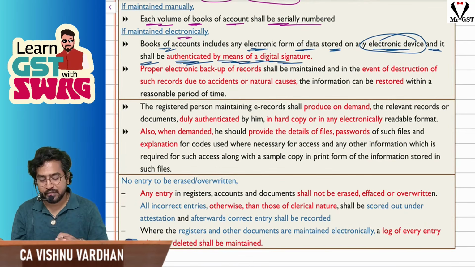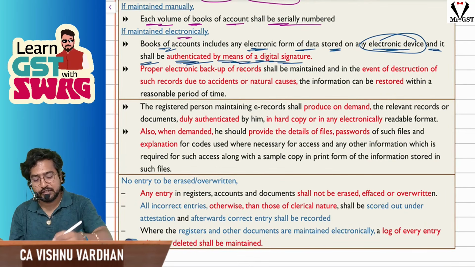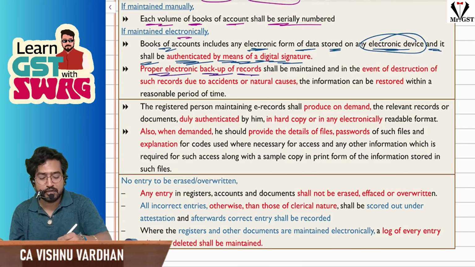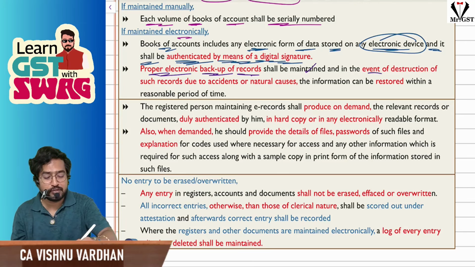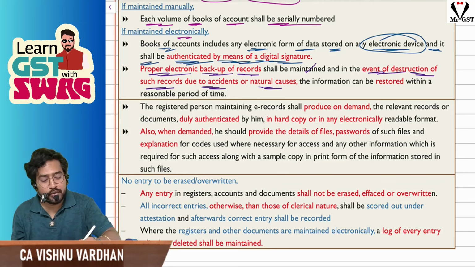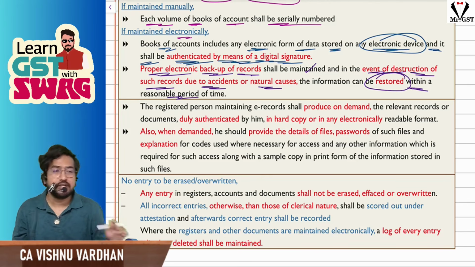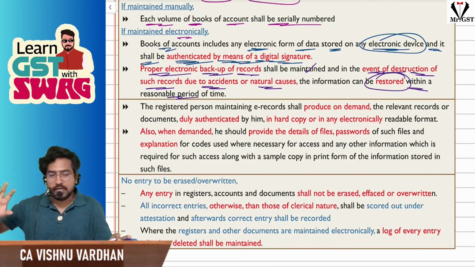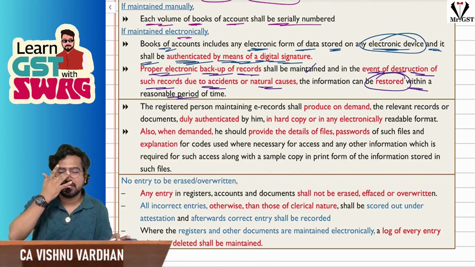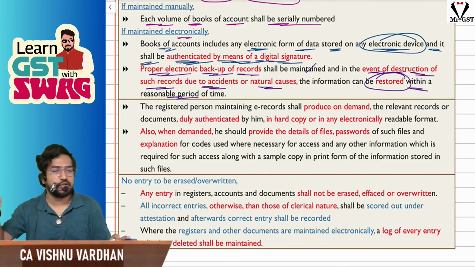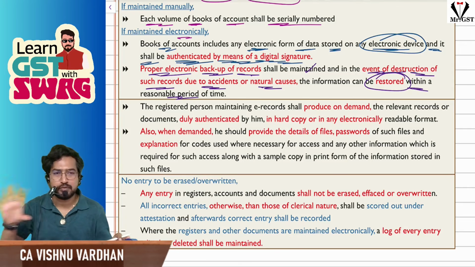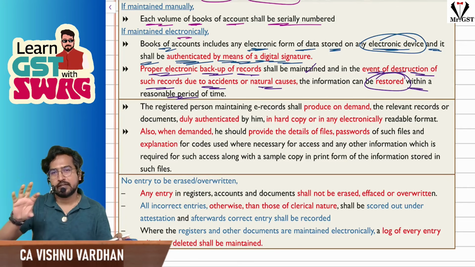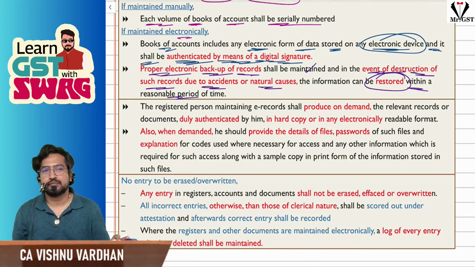Now coming to the next one. This is a very, very important point for you. Proper backups shall be maintained so that in any event of destruction of records due to accidents or natural causes, you can restore the data within a reasonable period of time. Earlier, when I was in articleship, at the client office where I used to go, that person, before going home for the day, before logging off, would take the entire Tally backup and mail it to himself.